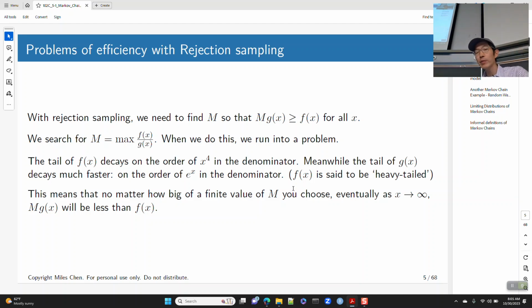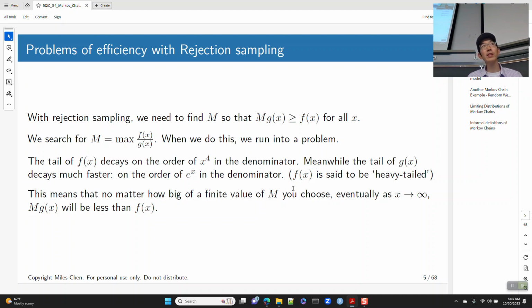To do rejection sampling, we have to find an m so that m times g of x is greater than f of x for all x. The way we find m is we look at f of x, the desired target PDF, divided by g of x, our proposal PDF, and we want to find the maximum value here. And when we do this, we run into a problem, okay?